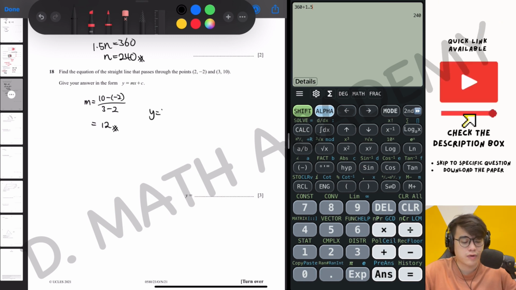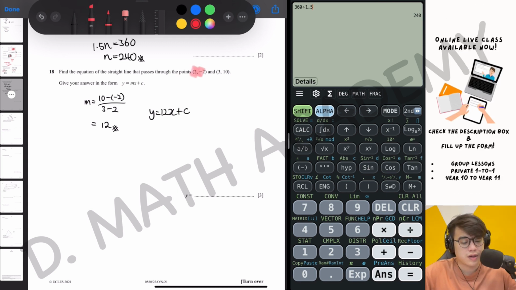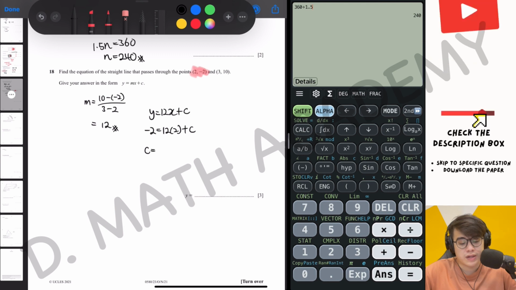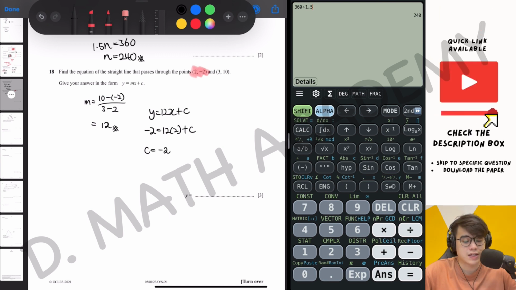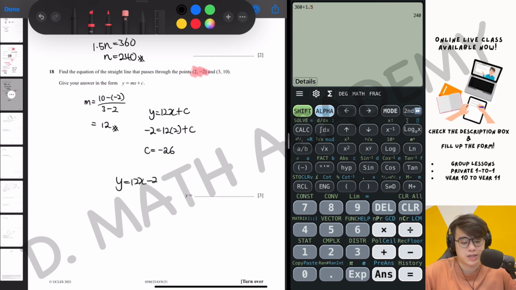y equals 12x plus c. To make your life easier, I will choose the smaller coordinates. So we have -2 equals 12 times 2 plus c. So your c's final answer will be -26. Okay, so y equals 12x minus 26 will be your final answer.